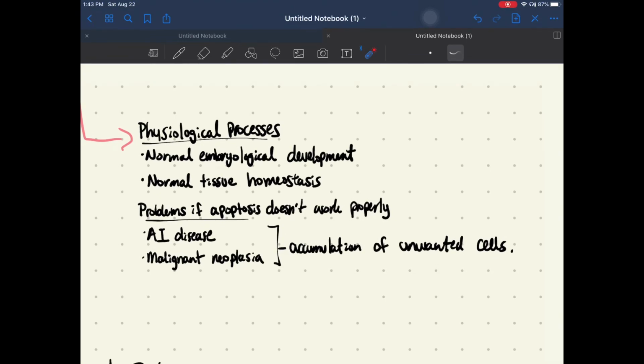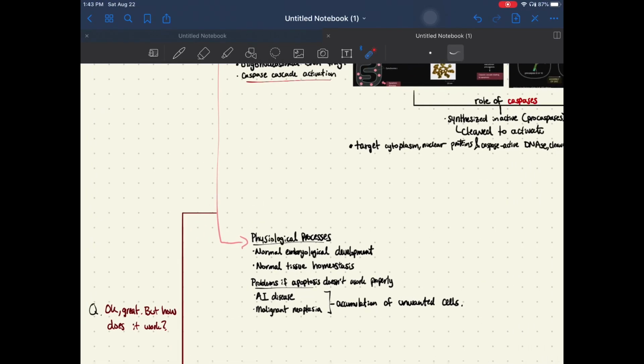And then there are problems if apoptosis doesn't work properly. You can have some autoimmune disease or malignant neoplasia that results in the accumulation of unwanted cells. So it essentially goes back to what I was saying before. There are some cells that you do want to kill after a certain period of time, for example, epithelial cells. So these are some problems if your apoptotic pathway doesn't work properly.